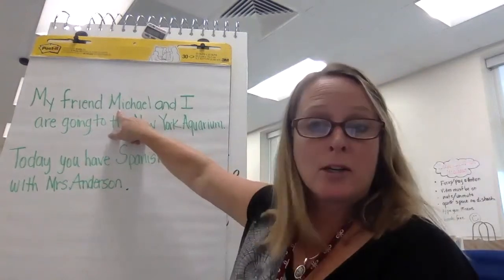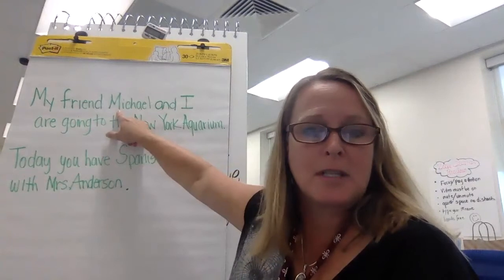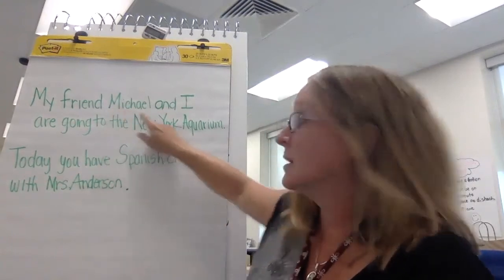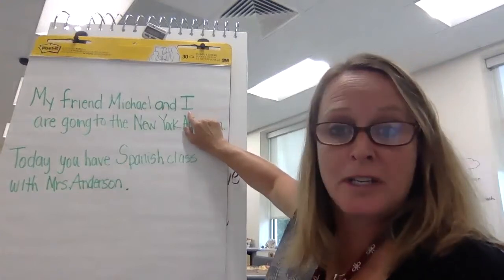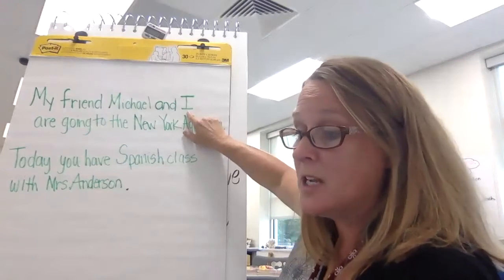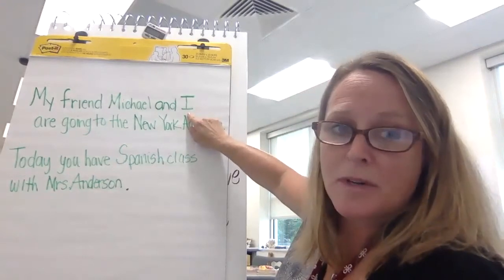First of all, this word Michael. Michael is a name of someone, so it is a proper noun and should be capitalized. I is also a name of a person. It is a pronoun. It's a specific person. So this will also always be capitalized.